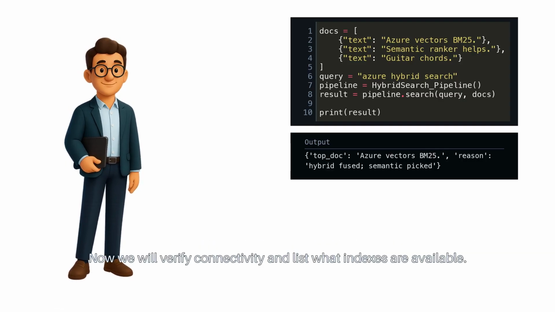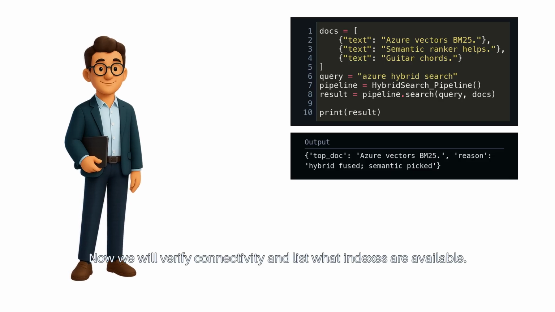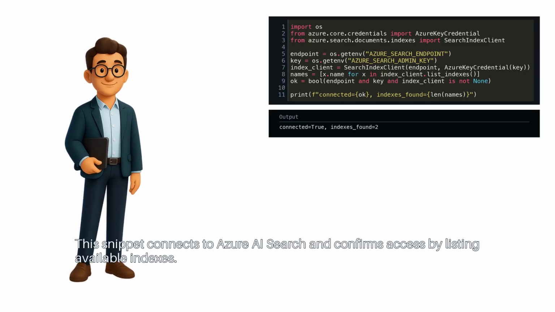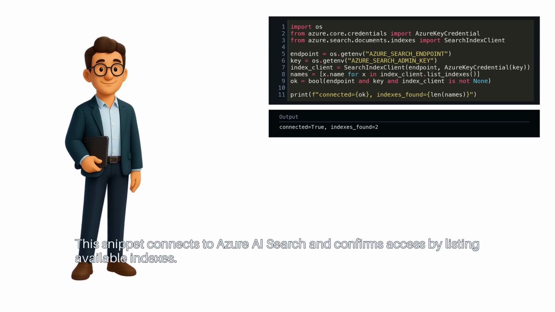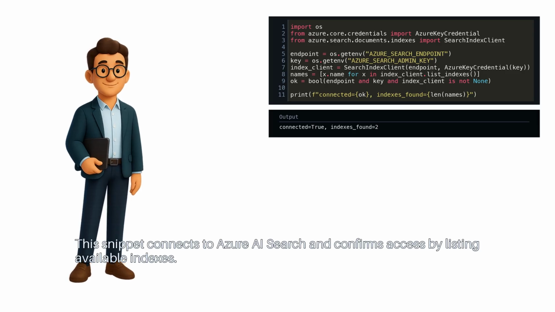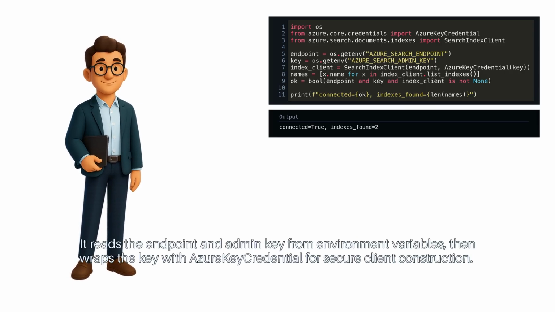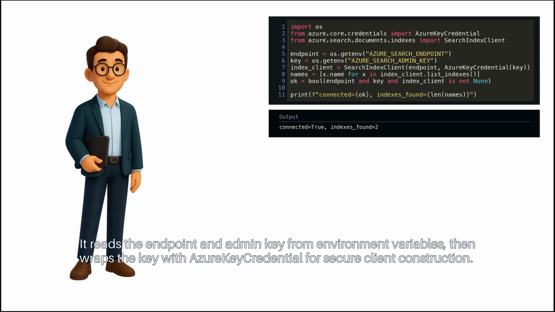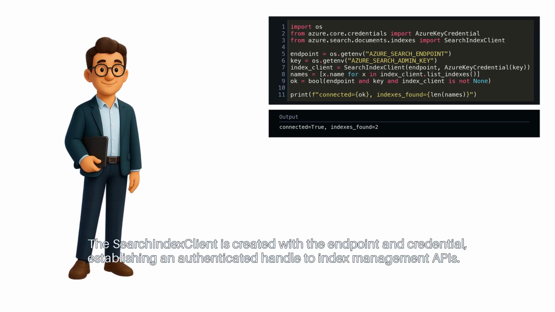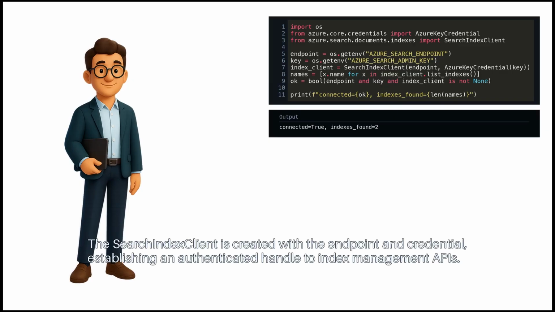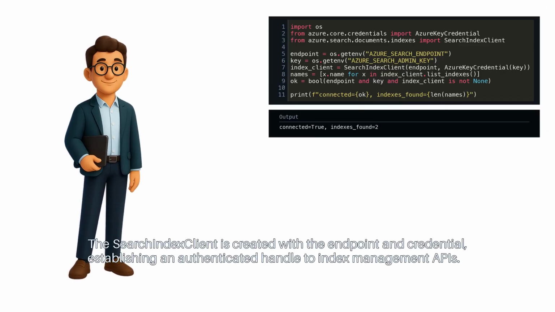Now we will verify connectivity and list what indexes are available. This snippet connects to Azure AI Search and confirms access by listing available indexes. It reads the endpoint and admin key from environment variables, then wraps the key with AzureKeyCredential for secure client construction. The SearchIndexClient is created with the endpoint and credential, establishing an authenticated handle to index management APIs.